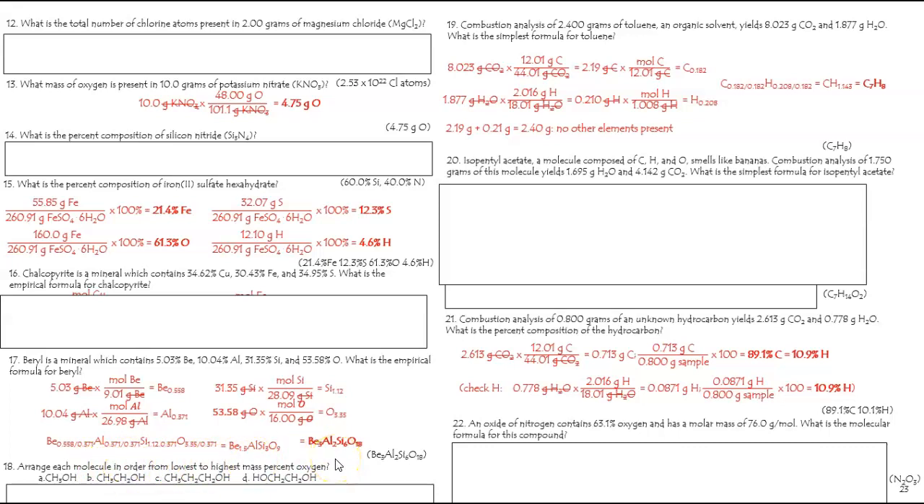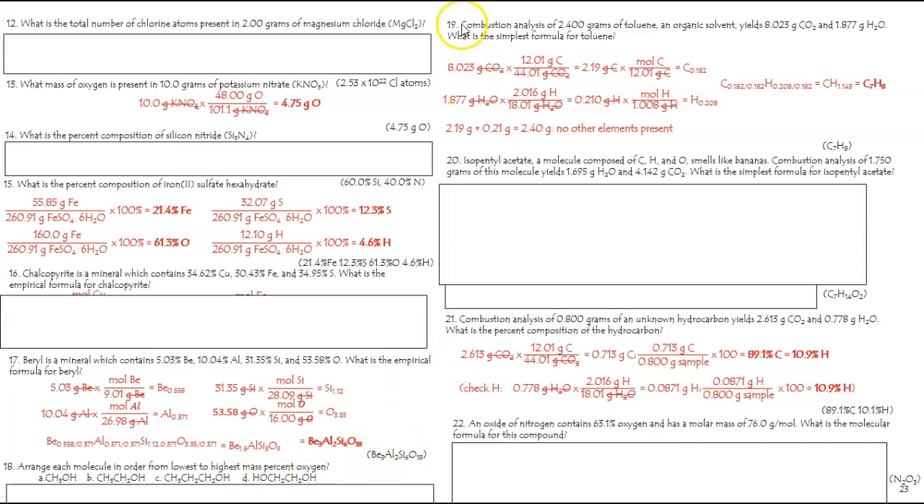For number 18, you'll have to arrange each of these molecules from the lowest to the highest mass percent of oxygen. Boy, I wonder if there's any easier way to do this except to calculate each one out. Maybe you could just do it by inspection. I mean, look at this one. It only has 1 oxygen and 3 carbons. This one, 2 oxygens and 2 carbons. You might be able to do that some sort of fast way.